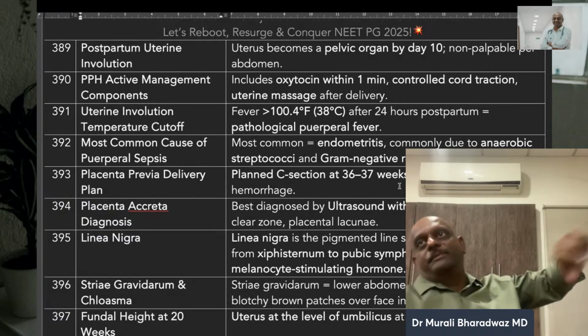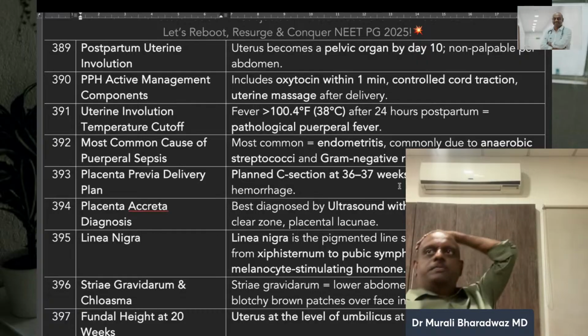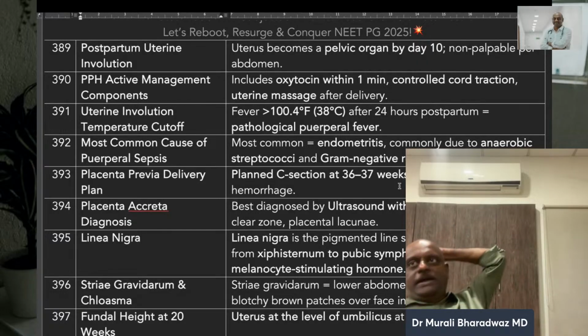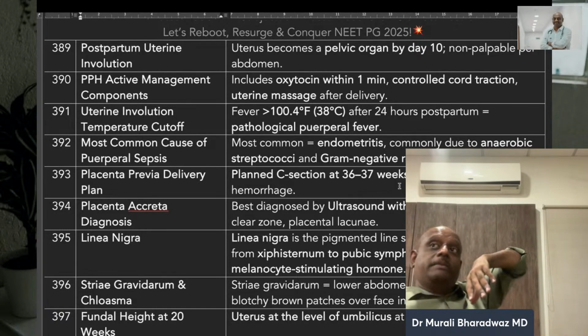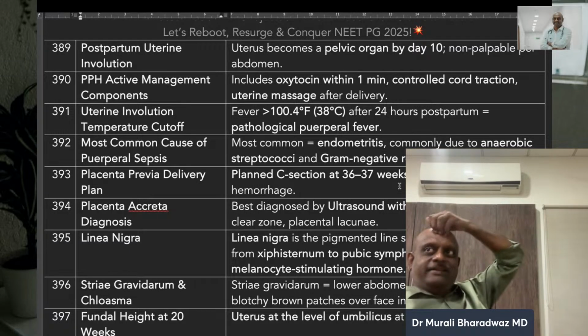It is best diagnosed by ultrasound with Doppler. It will show a clear zone of separation. Normally, which layer will be absent in accreta? Decidual layer. Okay. Yeah. Between the, long ago, in the last life, I told you.